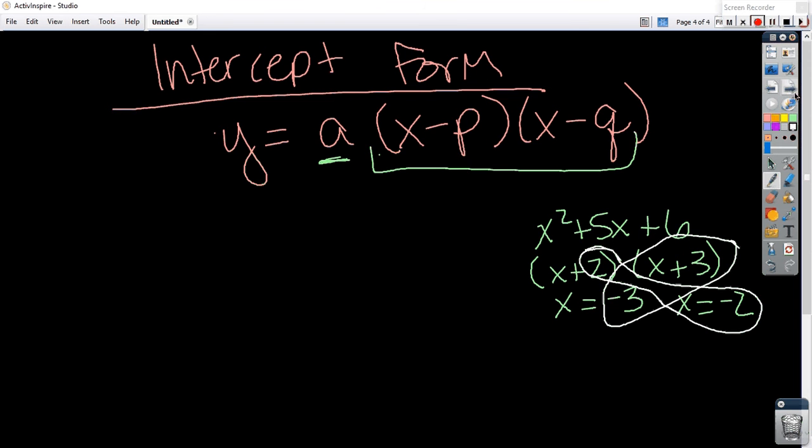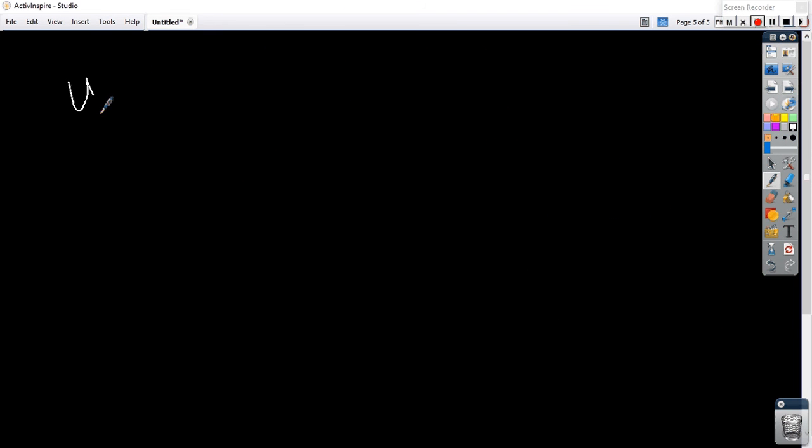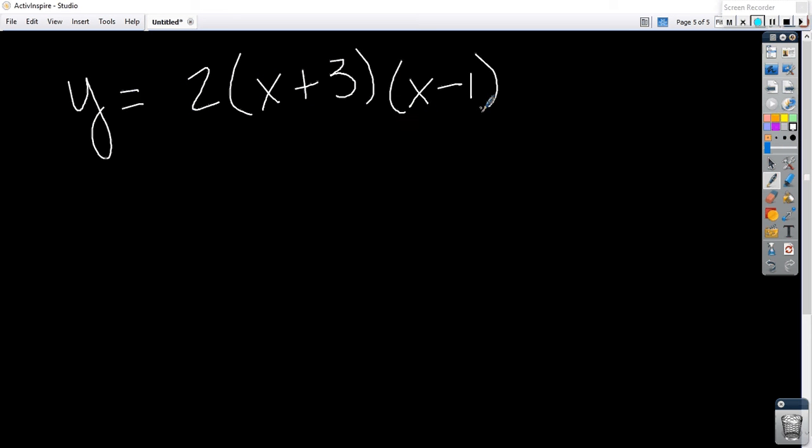A is still the same, and it still tells me opens up or down. Tell me what you know. Going up. It's going up. Why, Jackson? It's positive. What else do you know? I don't know the y-intercept, but I do know x-intercepts. What are the x-intercepts? -3 and 1. Good job. Don't forget to change the sign. I know.